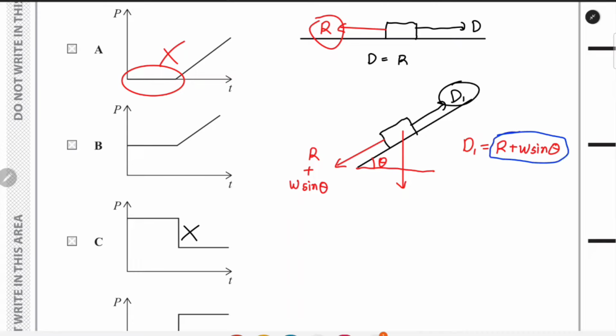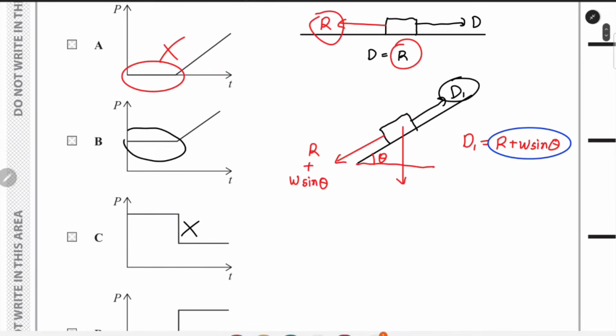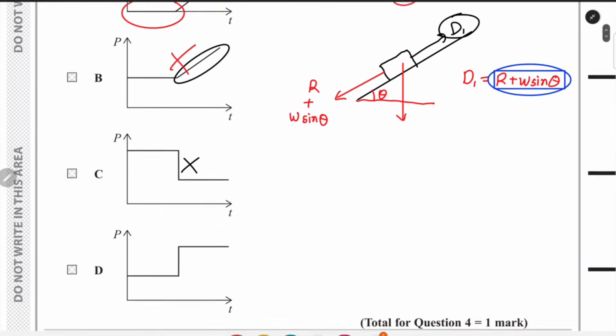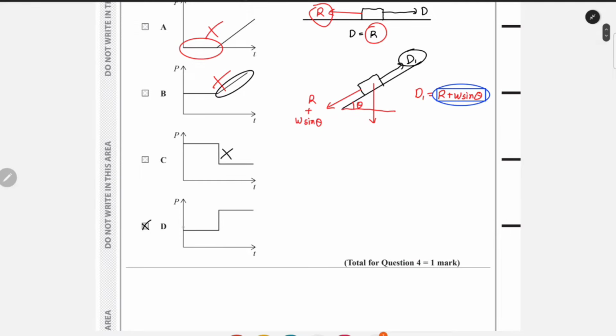R and W sine theta don't change, so they are constants. R is a constant here. So this part of the graph and this part of the graph must both be horizontal, because if power is increasing, it would mean that the force is increasing. But we know that R plus W sine theta is a constant. So this is out as well. We are left with this graph, so D is the answer. It matches our description. A constant force over here, a constant force over here, which is greater than before.